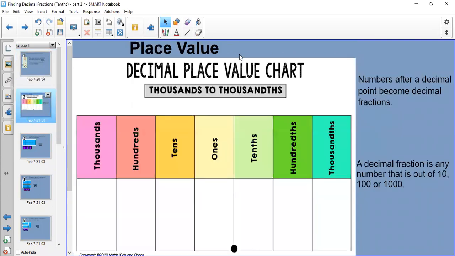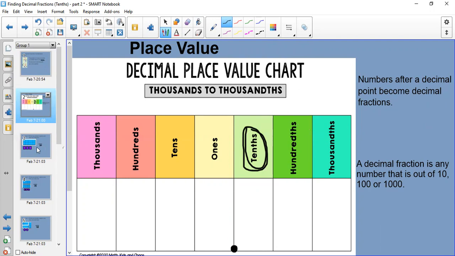So we are still focusing on our tenths column today as part of our place value. We're still looking at tenths, okay? And this is any number that's after the decimal point, okay? So numbers after a decimal point become decimal fractions, and we know that they have to be out of 10, 100, or 1,000. So we're still focusing on our tenths. We want to consolidate that knowledge before we move on to our hundredths, okay?